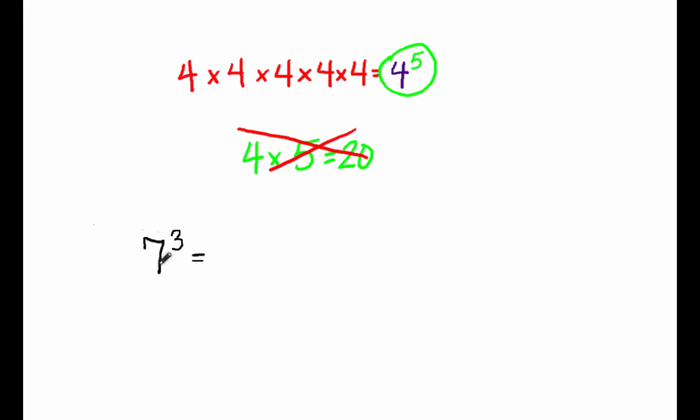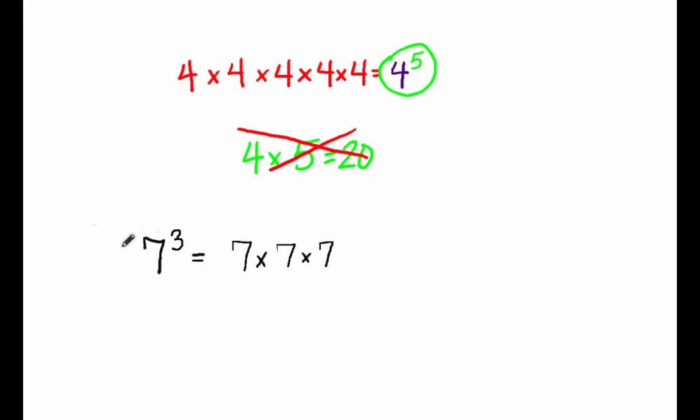Our base number is 7. So that's the number that we're going to be multiplying over and over. And the 3 is our exponent, which tells us how many times to multiply the 7 by itself. So that will be 7 times 7 times 7.